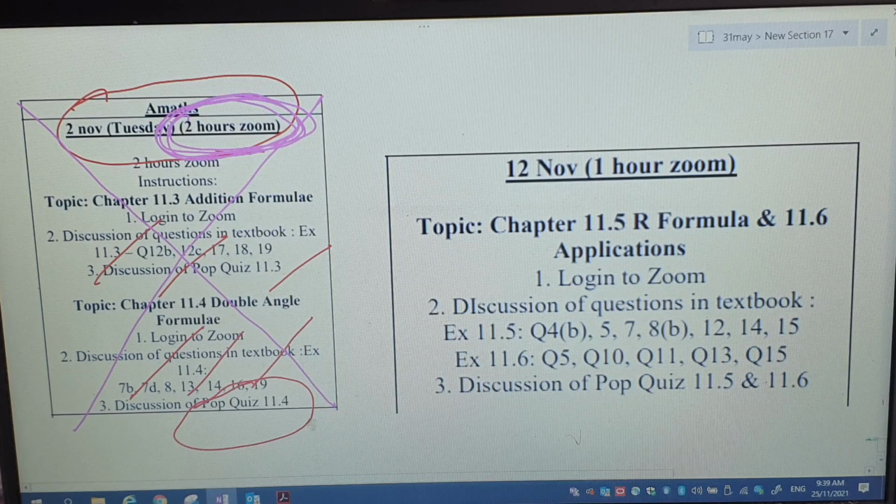Now, what am I going to do next? Not in this video, but the next video, I'm going to start on this thing called the R formula, and how to apply the R formula. Now, this will be the last thing we are doing for A Maths. This will be the last one already. There are quite a number of questions, so I may take a few videos to finish them all.